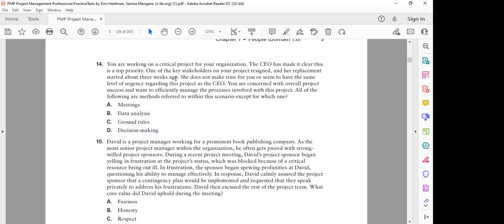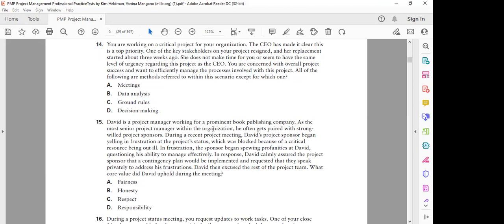They are discussing everything. She does not make time for you. So the meeting is discussed. You are concerned and want to effectively manage the processes. So decision making and data analysis is also done, but there is no rule set. It means ground rules were not discussed. So C is actually the answer.